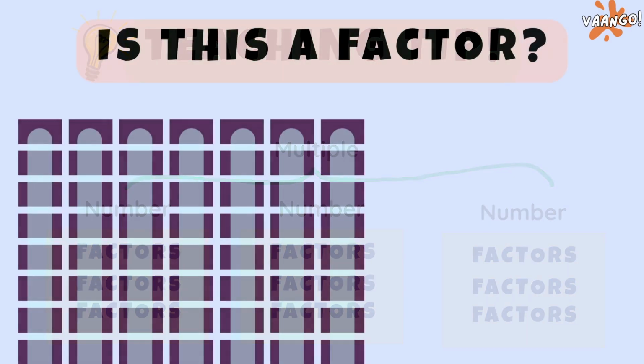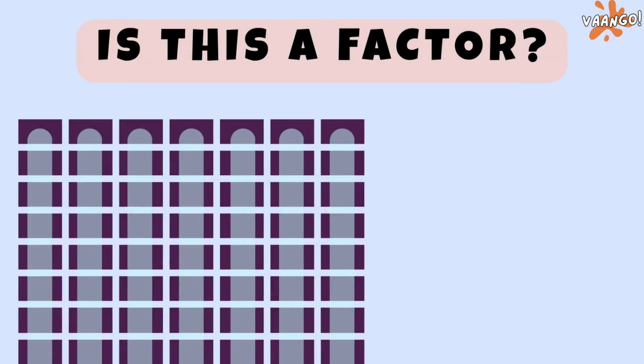Now, let's check if a single-digit block fits perfectly into our building, meaning, is it a factor? Say we want to know if 7 is a factor of 56. We test this by dividing 56 by 7. If it divides exactly with no remainder, then yes, it's a factor. Since 56 divided by 7 equals 8 exactly, 7 is indeed a factor of 56.